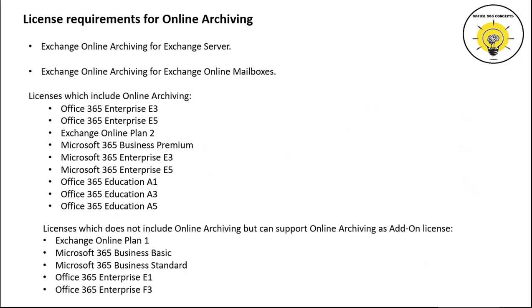Now, let's say that you have these licenses: Exchange Online Plan 1, Business Basic, Business Standard, Enterprise E1, and Enterprise F3. These licenses do not have online archiving included as a service. So if you have any one of these licenses, you can still purchase the online archiving standalone license or the online archiving add-on license, and then assign that add-on license to the user accounts. Online archiving will be provisioned for those user accounts once you enable it.